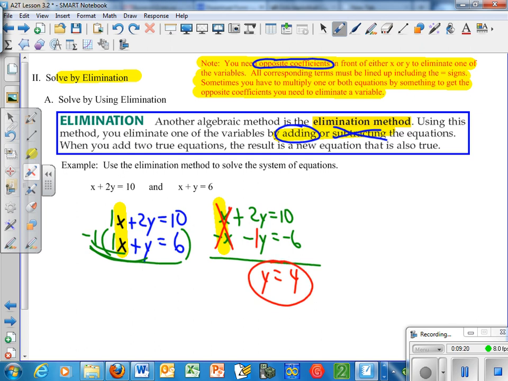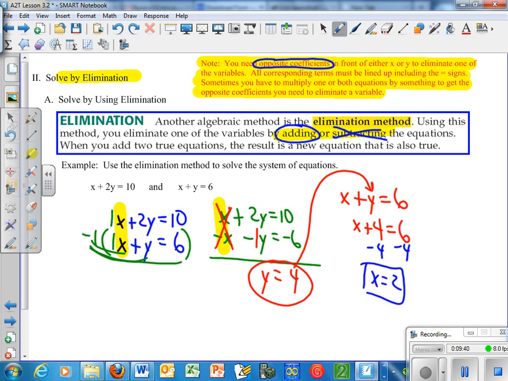Now you go back to one of the two equations. I'm going to go to x plus y is equal to 6. The second one, we put 4 in for y, so I really have x plus 4 is equal to 6. Well, to solve that, I subtract 4, so x is equal to 2.